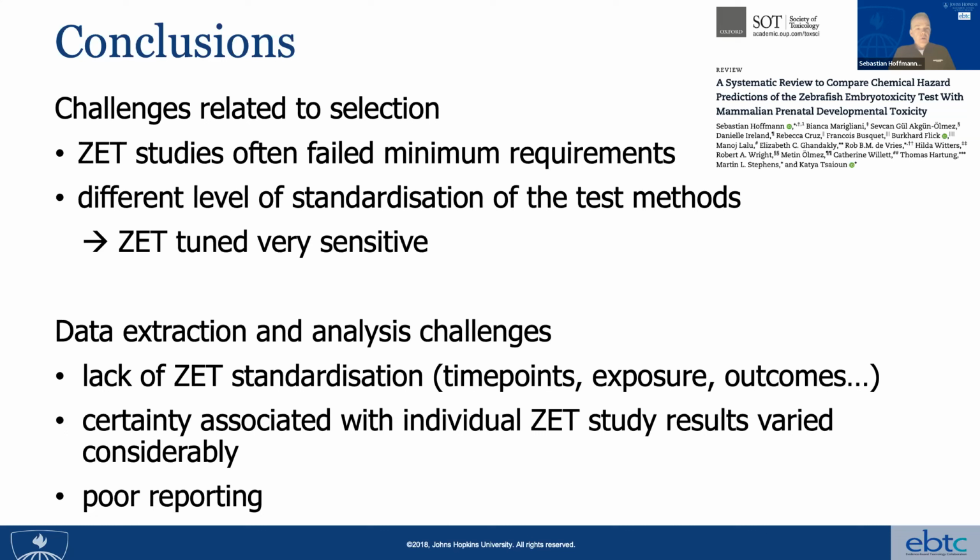And something I didn't talk about a lot or at all, but we also looked at the zebrafish studies at an individual study level, and there were tremendous differences related to the certainty associated with those studies. And what made the whole exercise really difficult was the poor reporting quality, not only of the zebrafish, but also of the mammalian studies. And interestingly, there wasn't any time effect present in the studies we looked at. So there was no correlation between the year of publication and the reporting quality.